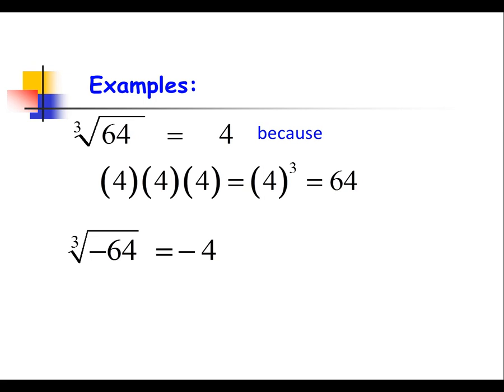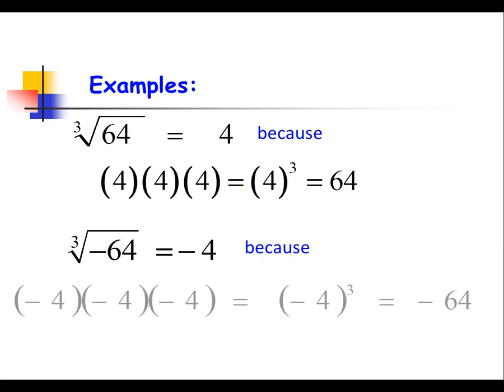And now that we have a cube root, we can now have negatives as a radicand. We can have a negative as a radicand. Because negative 4 times negative 4 times negative 4 is equal to negative 4 cubed.